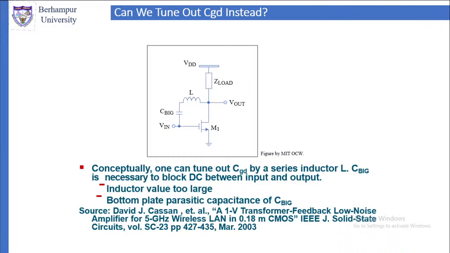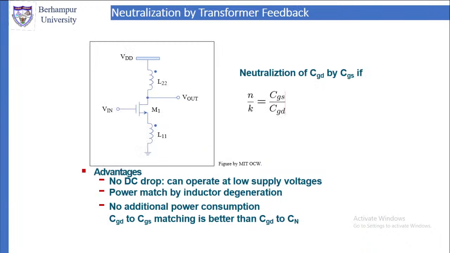This circuit was proposed by Kashan and his group. You can see his paper. The paper is given here. And then neutralization by transformer feedback. Instead of using that, now you can use a transformer as the feedback in the circuit. You can see the transformer feedback circuit. Neutralization of CGD by CGS. If N by K is equal to CGS by CGD, that will neutralize it.